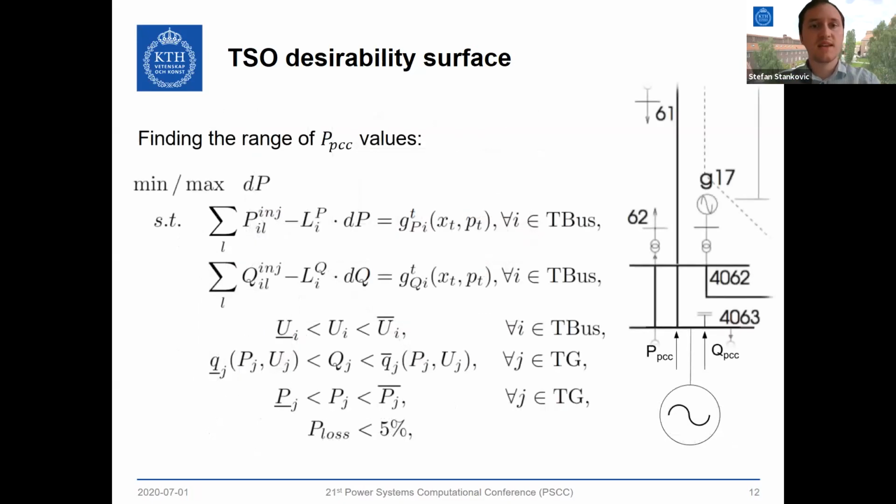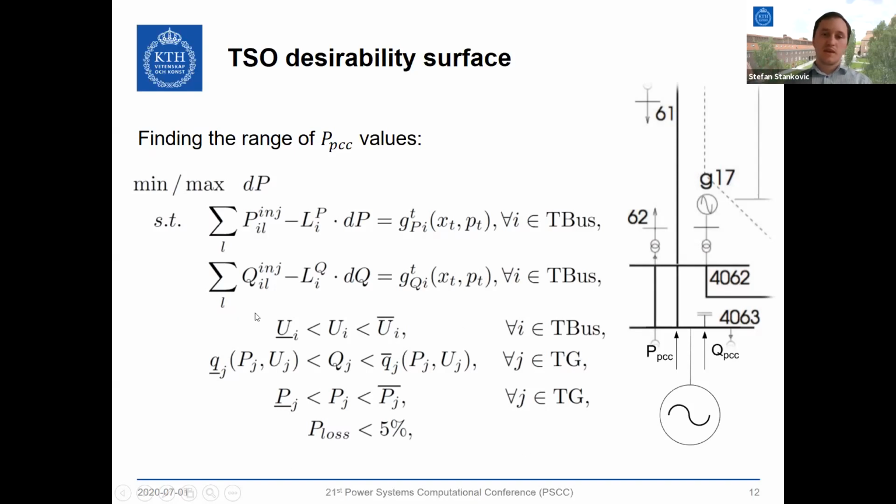Putting it in mathematics, first we can find the outmost values of active power exchange, so the minimum and maximum value of active power exchange at the specific bus, by solving the optimization problem that is represented on this slide. So we have a set of equality constraints defining the power balance equations of the grid. And then we have a set of transmission system constraints.